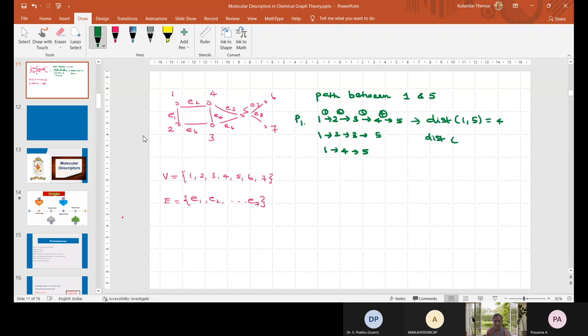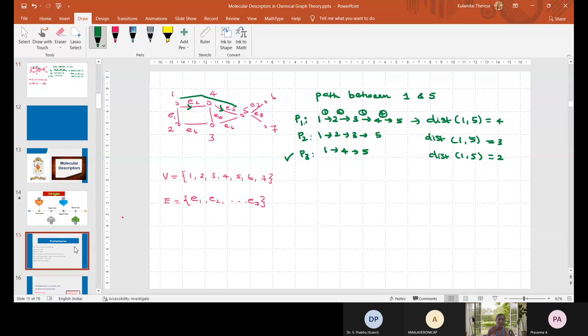Here the distance between 1 and 5 using this path. Suppose you consider this path as P1, this is P2 and this is P3. The P1 path has the distance 4. The P2 path has the distance 3. And the P3 path, from 1 to 5, has the distance 2. Therefore, among these three paths, which is the shortest path? P3 is the shortest path, 1 to 4 and 4 to 5. This is the path. This is the shortest path. Therefore, this is the concept regarding the shortest path.